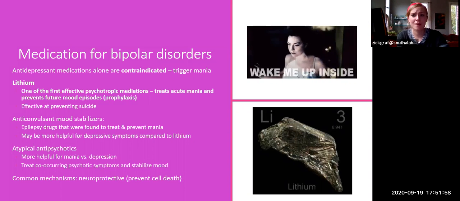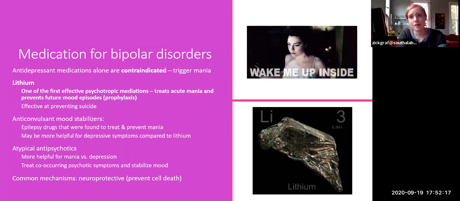One of the best things about lithium is that it does treat acute mania, but it really seems to help prevent future onset of mania. And specifically, lithium seems to help prevent suicide. Even when lithium doesn't stabilize someone's mood, it still reduces their likelihood of committing suicide.